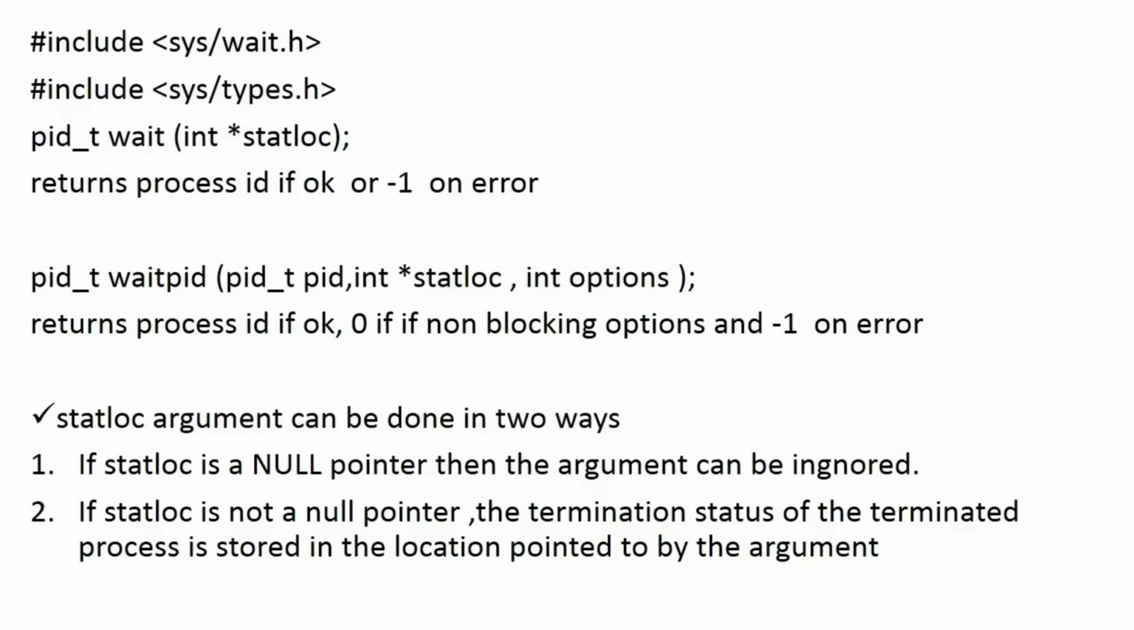The status location argument can be handled in two ways. If the argument statloc is a null pointer, then it can be ignored. If the argument statloc is not a null pointer, the termination status of the terminated process is stored in the location pointed to by the argument. So if the argument value is not null, the termination status is stored in that location.